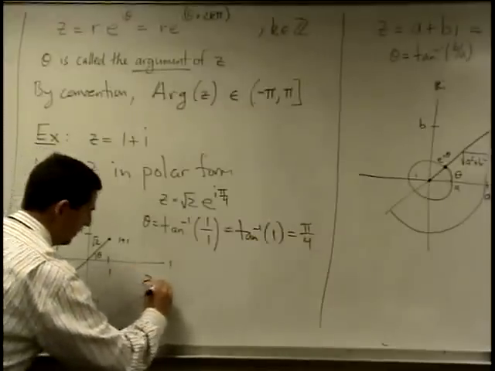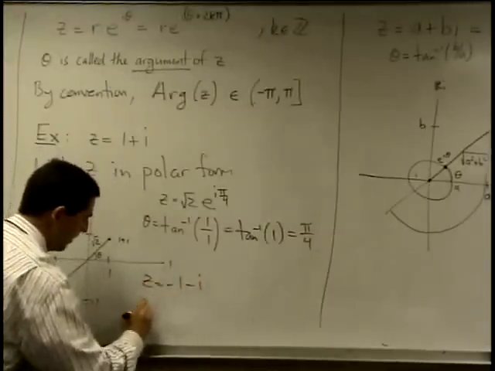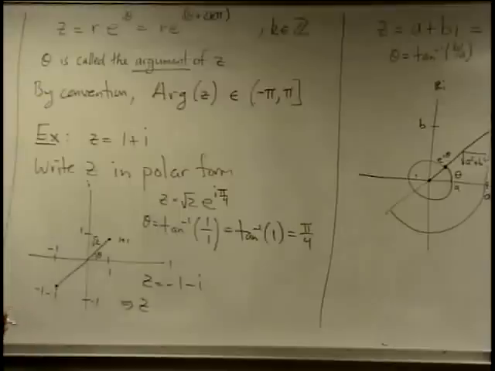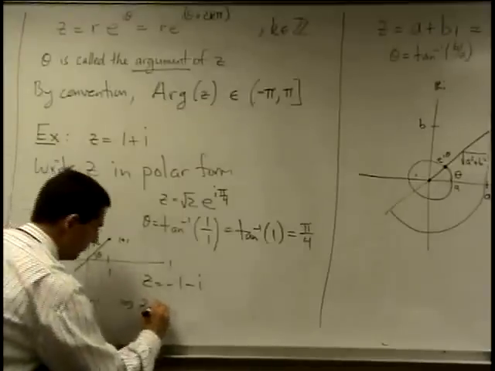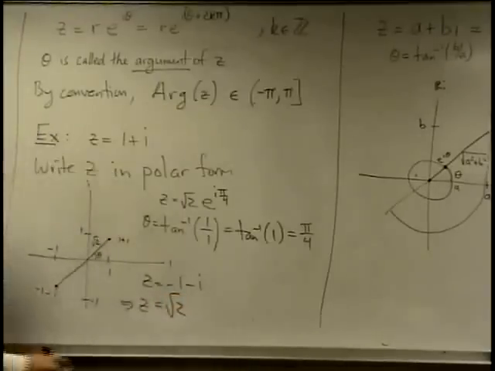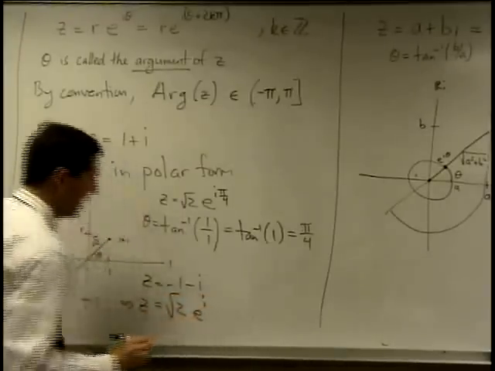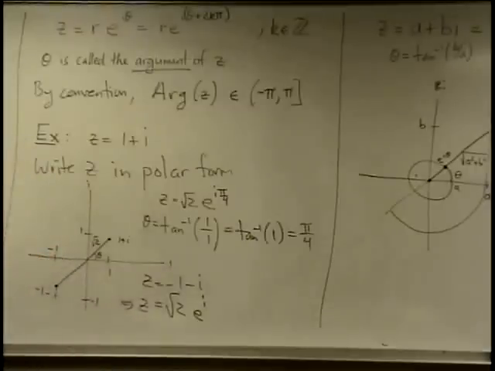So if now z is minus 1 minus i, then in polar form, z is, well, what's the length of this? Still radical 2. The minuses are irrelevant as far as calculating the magnitude. So we still get a root 2. It's still going to be e to the i, but now, what's the angle?